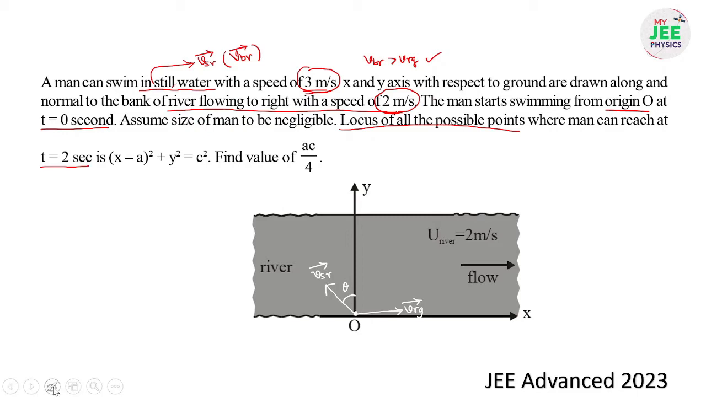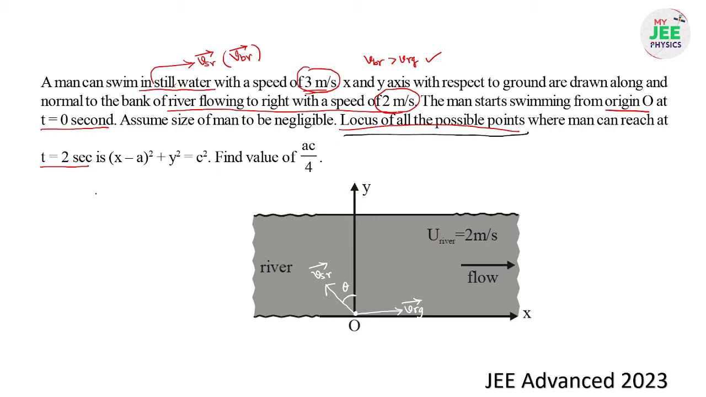Why? Because they have given that the man can move in all possible directions. That's why they are asking for the locus of all possible points. What is the meaning of locus of all possible points? That means the man is moving in all possible directions.